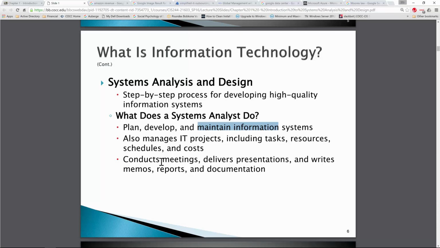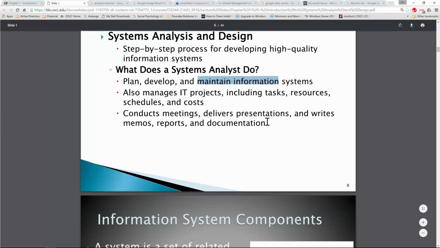So they conduct meetings, yes, deliver presentations to management, down to end users, trying to get end users involved in the process. Write memos, reports, documentation.